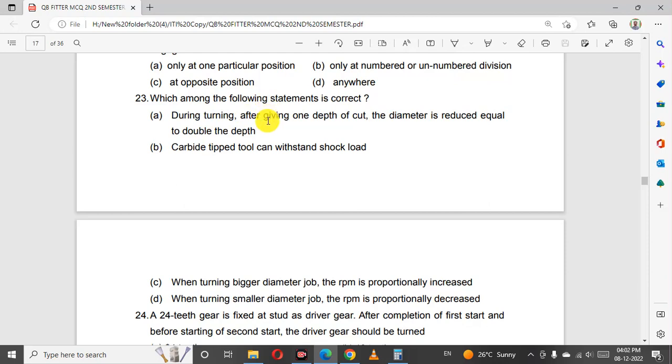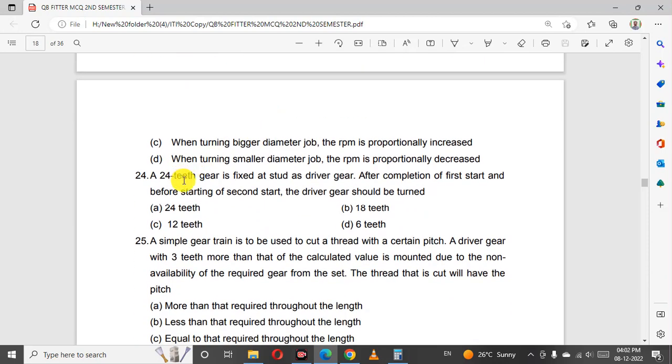A 24 teeth gear is fixed on the stud as the drive gear. After completing the first start and before starting the second start, the driver gear should be turned 12 teeth.